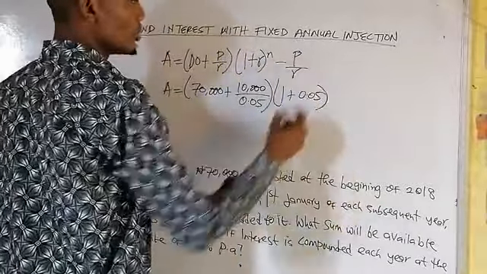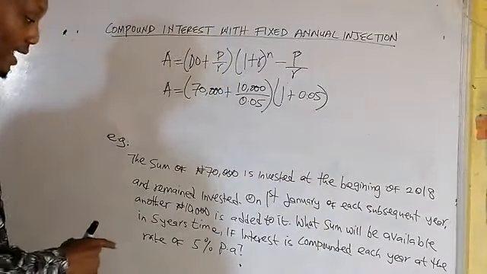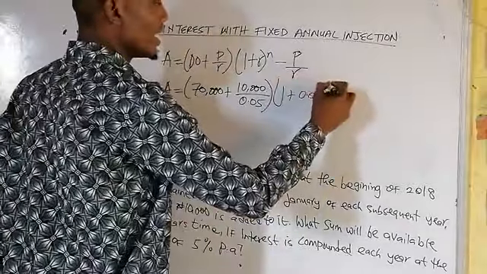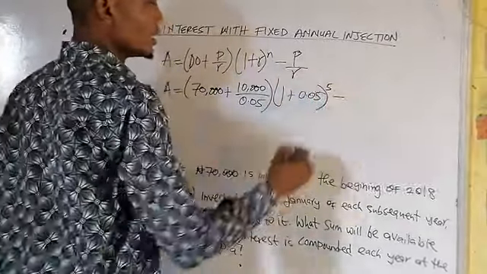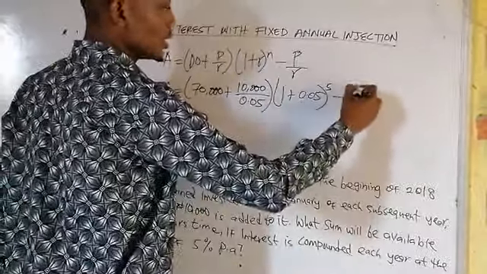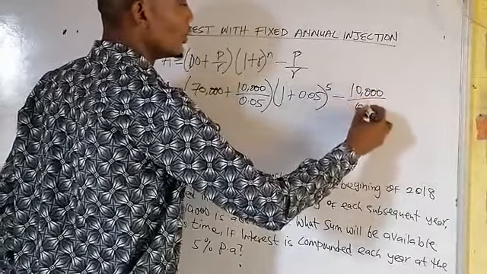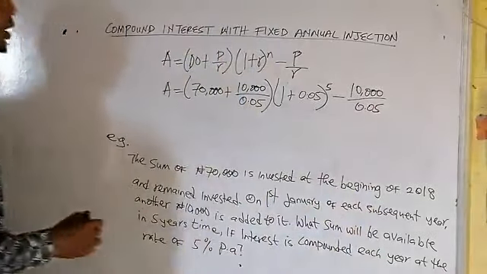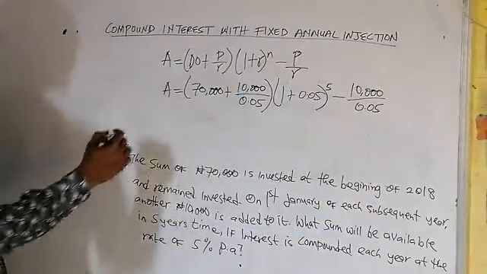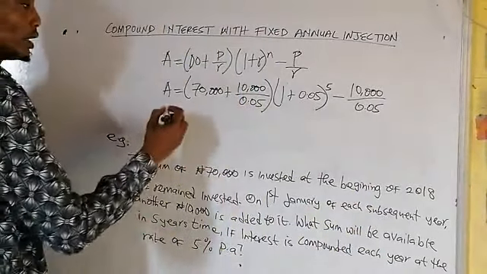You now give us the power n. What is the n? The n is the number of years, which is what? 5. Minus P, the fixed annual injection, which is what? 10,000 naira. All over 0.05. Okay. If that is the case, let's move.